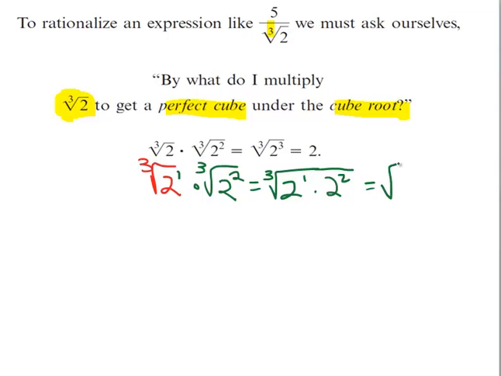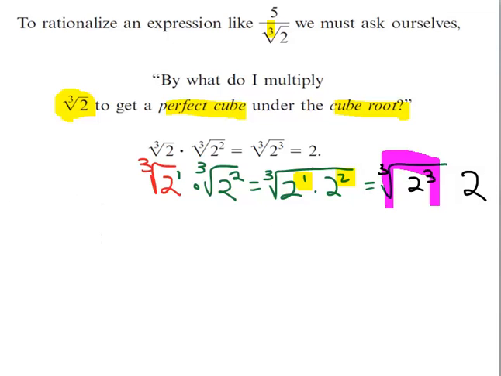And that's the same as the cube root of 2 to the 1 plus 2, which is 2 to the 3rd. And remember, if we get to this point, we can draw the rainbow and we end up with just 2. Don't worry, we're going to do a lot of these so that you'll have a lot of practice.